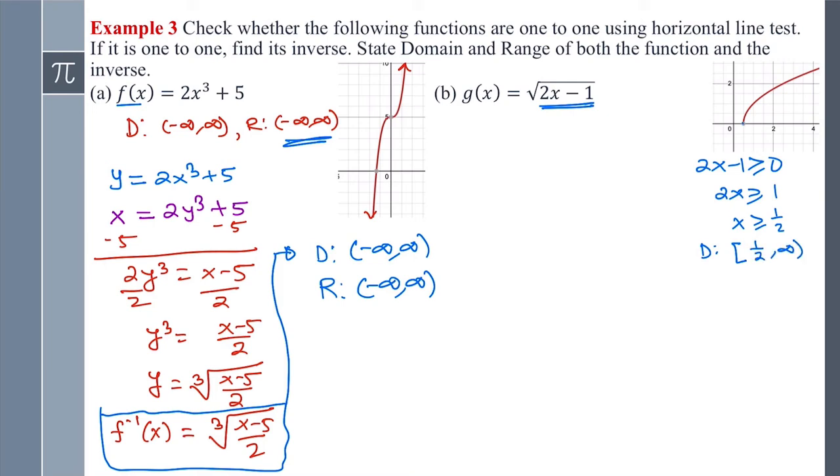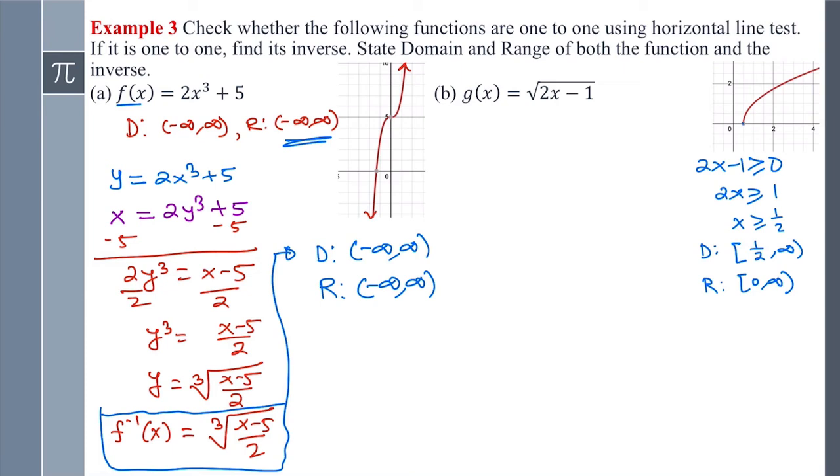Okay. Now for the range, we can just look at the graph, or we can also say the smallest number that comes out of this square root is 0. We cannot get negative numbers from there. And the largest one is, as we increase x, the output increases. So that means it goes to infinity, okay? So that means the range is from 0 to infinity.